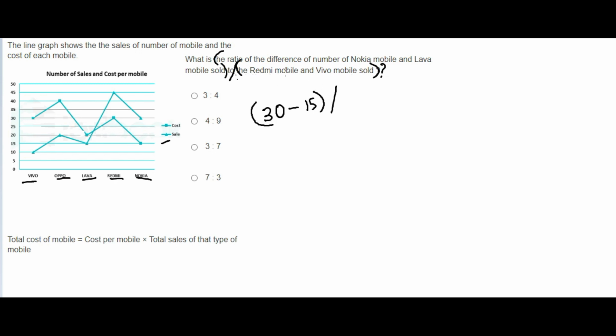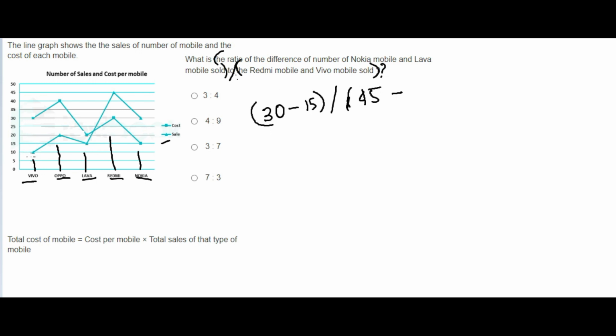And you take the Redmi mobiles sold out. How many Redmi mobiles are sold out? Look at the straight line: Redmi means look at the Redmi straight line, Nokia means Nokia straight line, Lava means Lava straight line, Oppo means Oppo straight line, Vivo means Vivo straight line. This way you have to read it. So for the Redmi mobile, how many mobiles are sold? Look at this triangular mark, that is about 45. So I take 45 and afterwards minus the Vivo mobiles.